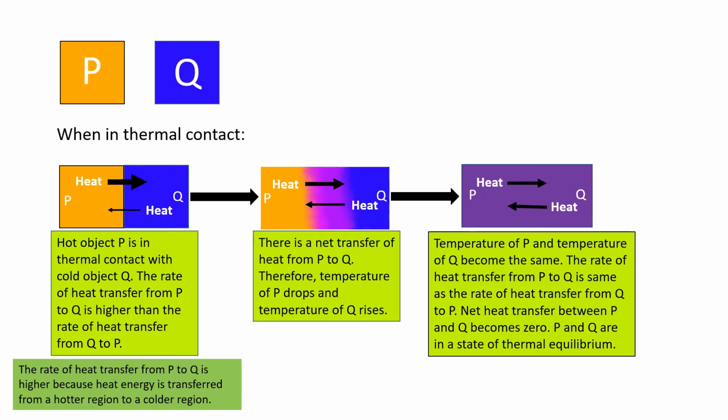Back to the topic. There is a net transfer of heat from P to Q. Therefore, the temperature of P drops and the temperature of Q rises. Finally, the temperature of P and the temperature of Q become the same. The rate of heat transfer from P to Q is the same as the rate of heat transfer from Q to P. Net heat transfer between P and Q becomes zero. P and Q are in a state of thermal equilibrium.